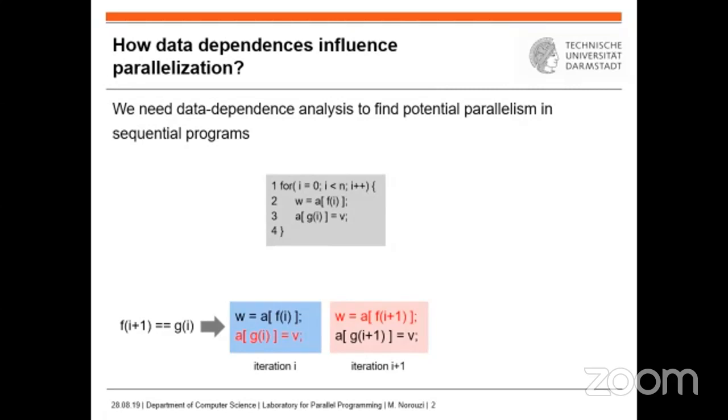In this example, f of i in one iteration evaluates to the same value as g of i in another iteration. We have a situation in which the same memory location is being written and read in two different iterations of the loop. This means that there is a data dependence between those two iterations, and it makes the loop not parallelizable.